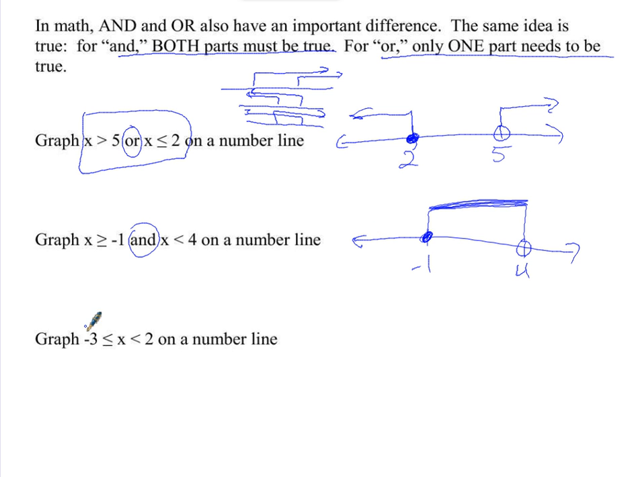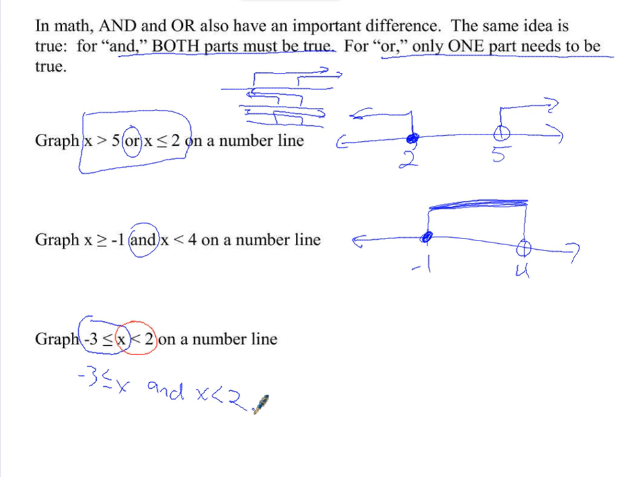Graph -3 is less than or equal to x is less than 2 on a number line. This is actually an and statement right here. This is a fancy way of writing an and statement. You can break this into two separate inequalities. To do that, this is one inequality right here, and this is the other inequality right here. Do you see those two? So I could write -3 is less than or equal to x, and x is less than 2.